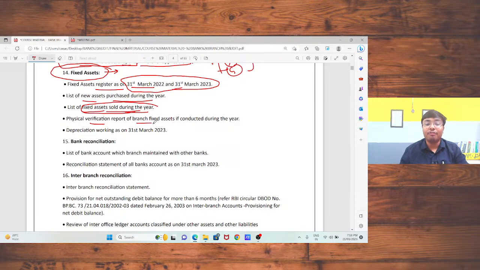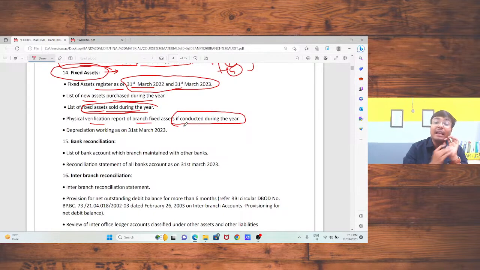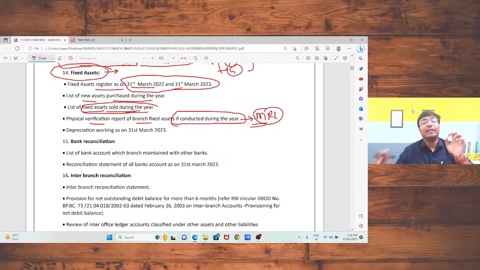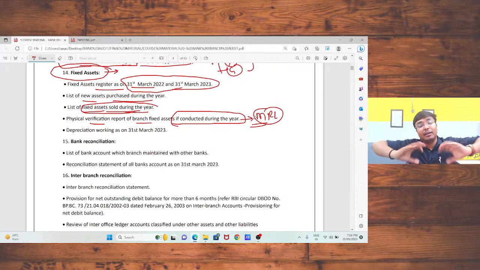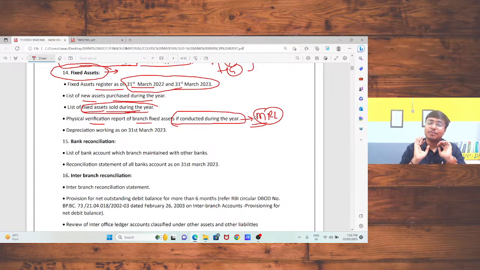Physical verification report of branch fixed assets, if conducted during the year. If any physical verification was conducted, we can take the same. And we should mention this requirement in our MRL also, that sir, we require the physical verification report if applicable. Because when you demand it from the branch manager, he will deny it. He will say that no physical verification was done during the year. So we need to take it in our MRL also, so that the facts are clear.